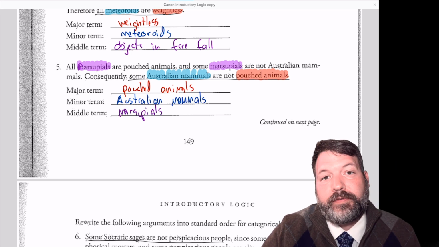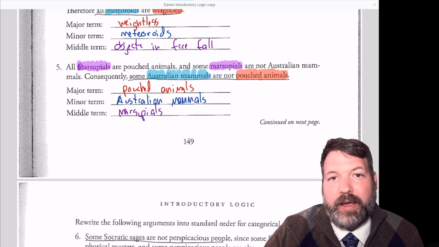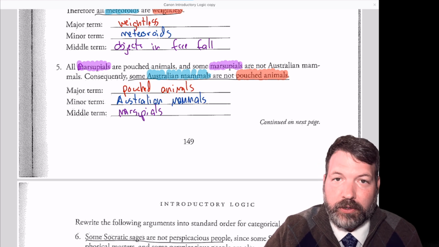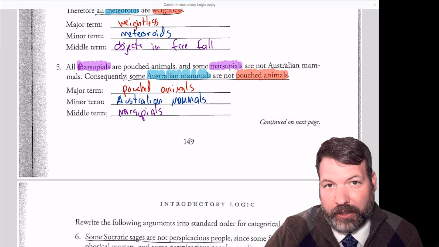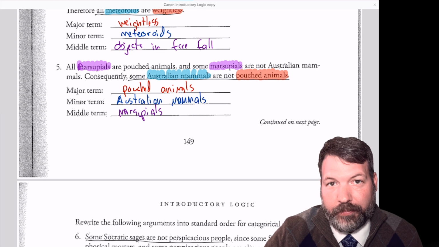So there's the first 5 problems for exercise 19. We identify our major term, our middle term, and our minor term by looking for the conclusion. Subject of the conclusion is always the minor term. Predicate of the conclusion is always the major term. Middle term does not appear in the conclusion, but appears elsewhere.